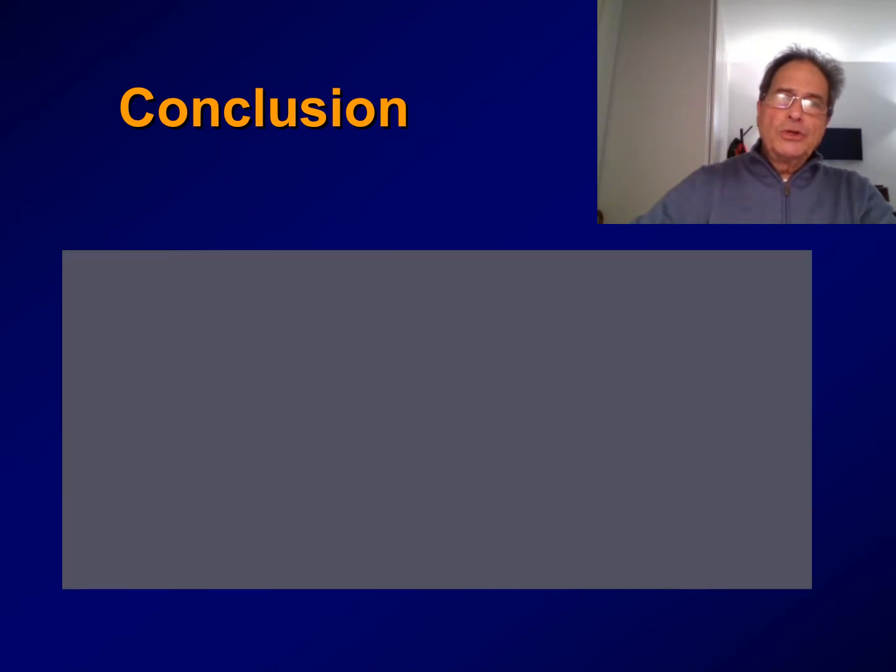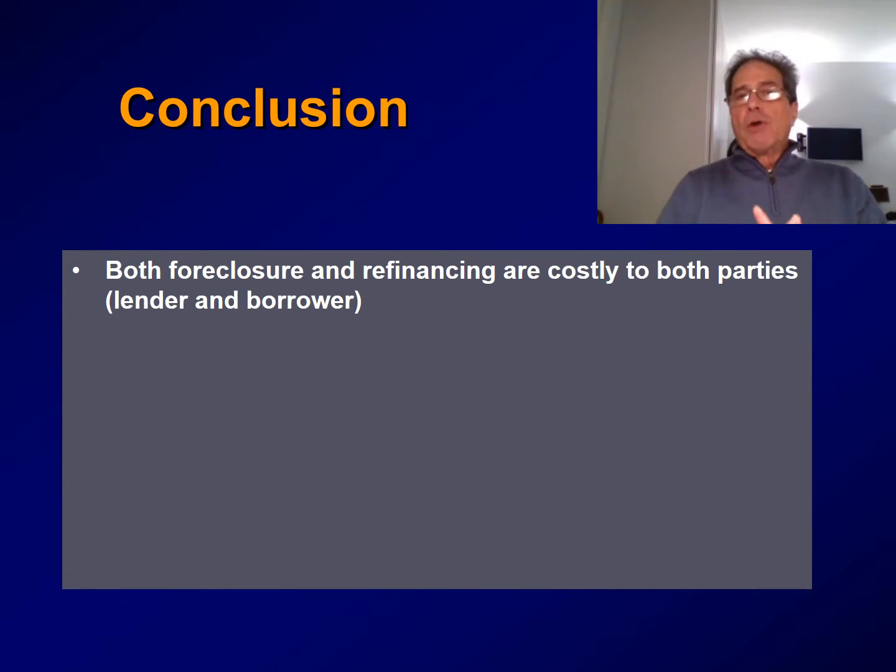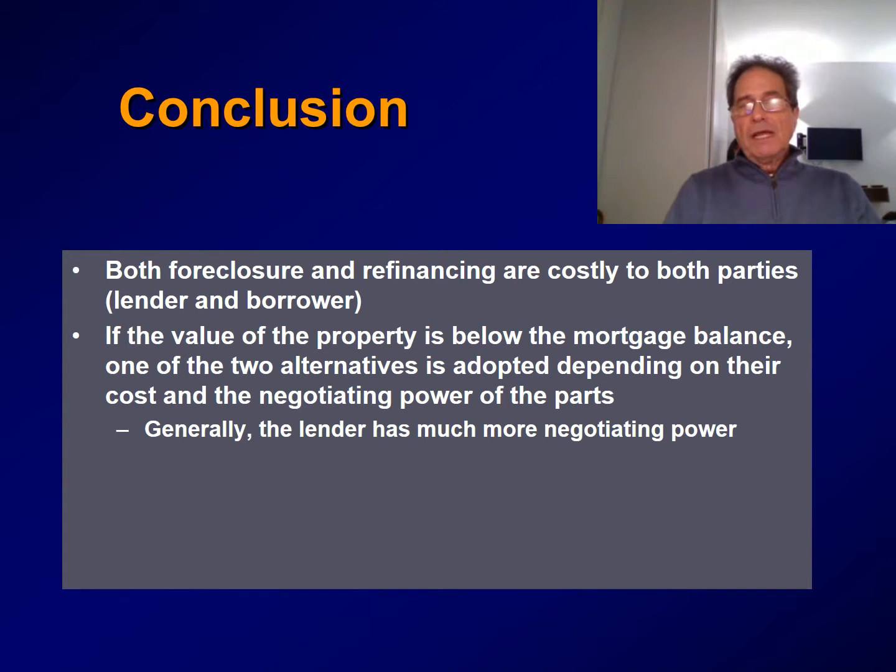So what can we conclude here? First, both foreclosure and refinancing are costly to both parties, lender and borrower. If the value of the property is below the mortgage balance, one of these two alternatives is adopted, depending on their cost and the negotiating power of the parties. Generally, of course, the negotiating power is on the side of the lender, which is the bank.